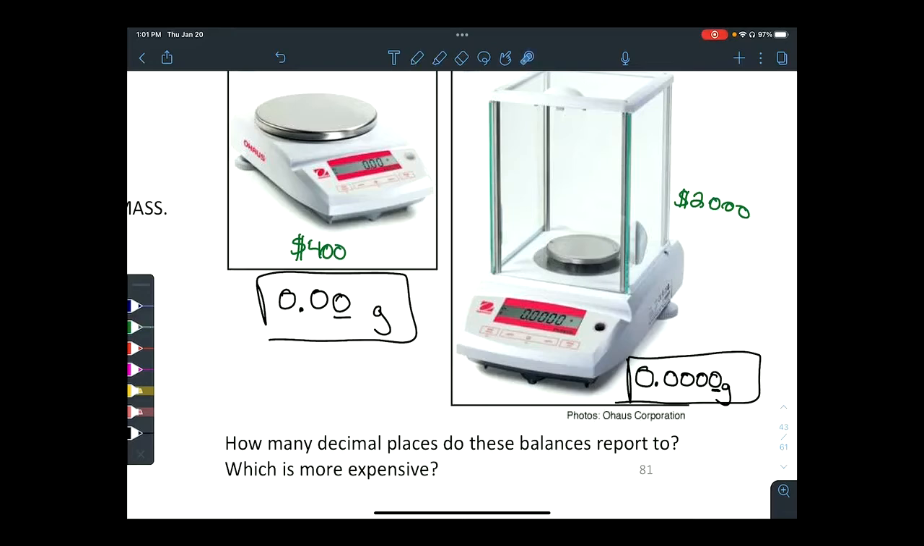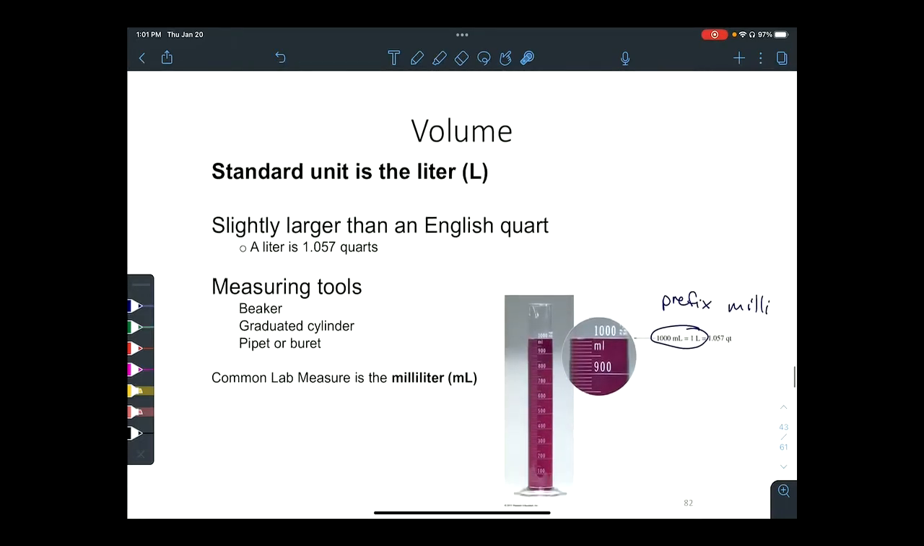And for those 2 extra decimal places, we have to actually change how the balance is operated. We need this kind of shield around where you make the measurement, because even a slight gust of wind would change the measurement. You'll see a change in that last decimal place. All right, so there we go. So that's mass.